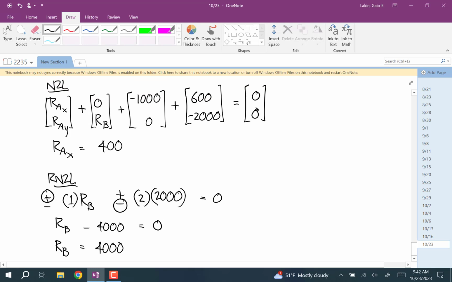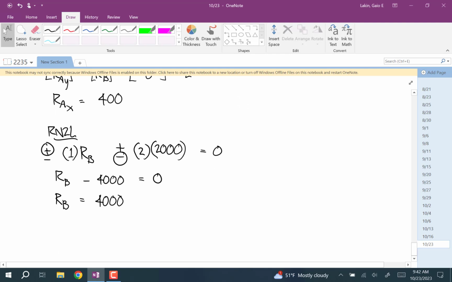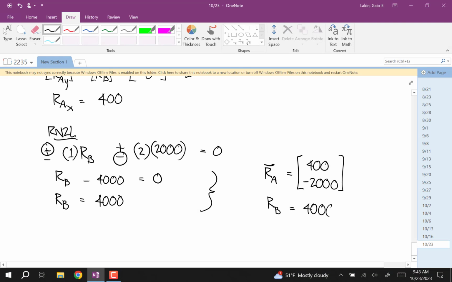And so now plug that into the y equation, and you get RA is negative 2,000. So, okay, we get RA is 400, negative 2,000. RB is 4,000. Okay. And any questions about that?